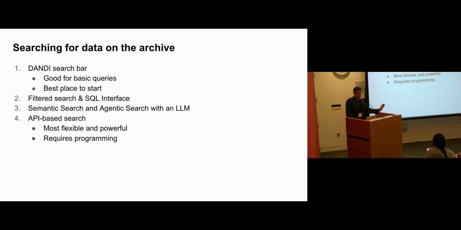So I'm going to go through, in order of difficulty, the different search tools, okay? Number one is the search bar. Number two is filtered search and a SQL interface. Number three is semantic search. And number four is API-based. I would expect most of you to be able to use the search bar, and then the remaining most of them to be able to use filtered, and so on and so forth. So choose the level of difficulty that you need.